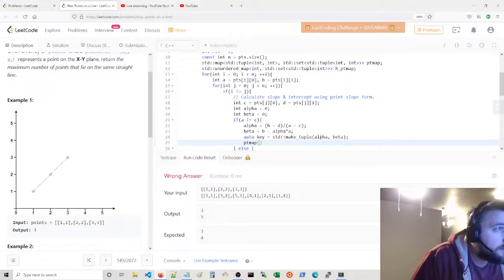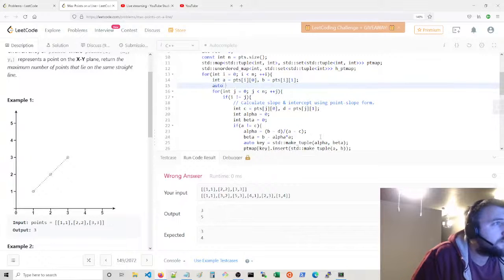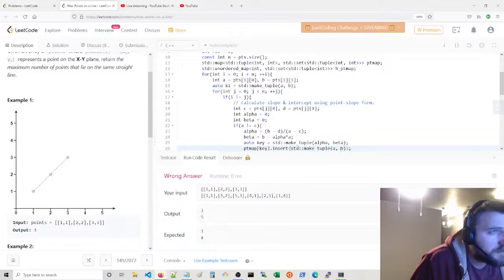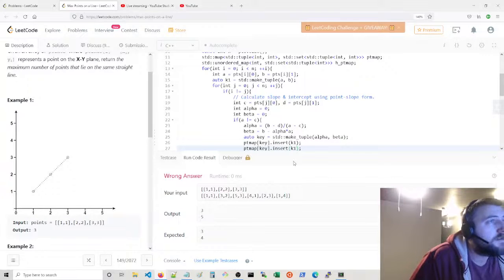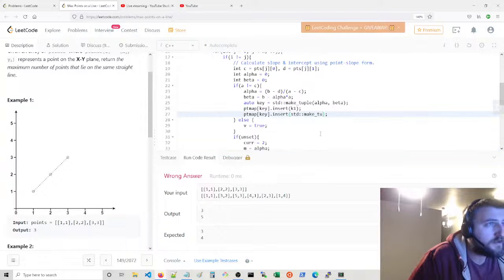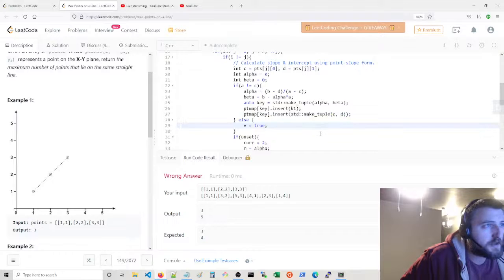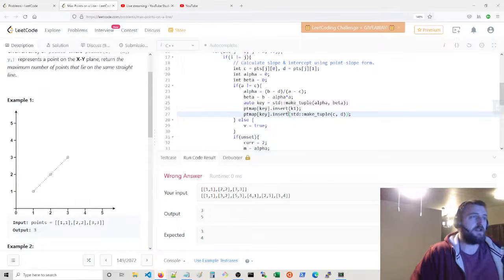Point map of the key, insert tuples of AB, and we'll say key 1, K1 equals standard tuple of AB. So we're going to use that later. Put the K1 in there, and also CD. And I realize we're potentially making lots of tuples over and over again. Okay.